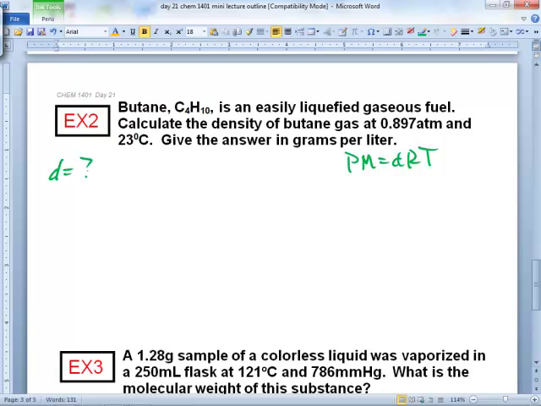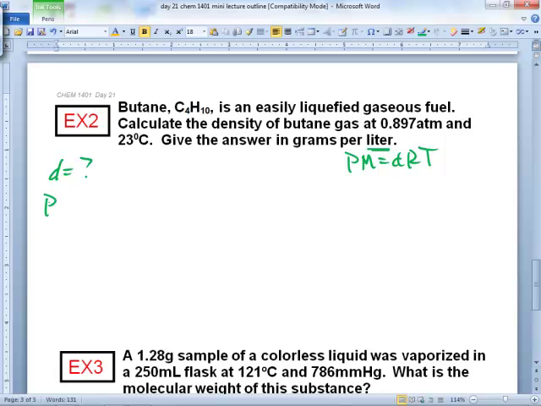So when we do figure everything out here, Jasmine, what will the units in D come out in when we use this equation? G over L. And that's what they want, right? They want the answer in grams over liters, so we don't have to be messing with anything in the end. I want to point that out because a lot of times they like density in grams per milliliter, so once you get your answer, you have to convert to milliliters. But not here.